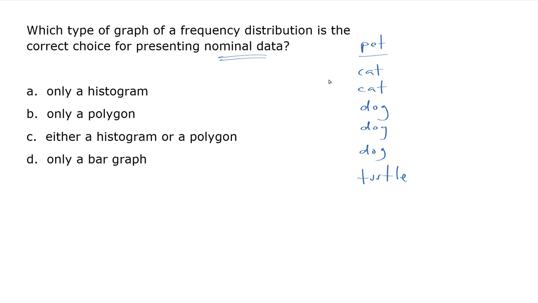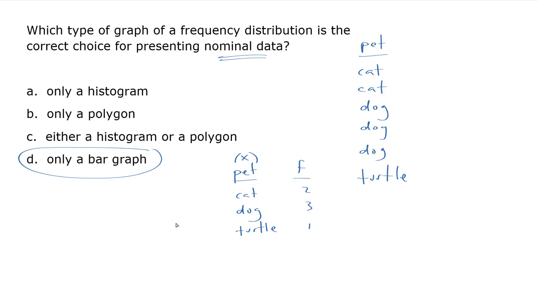And so they're asking what sort of a graph is the correct choice for presenting the frequency distribution that we would make out of this. Now the frequency distribution that we would make out of this would look like this. We've got pet, or we just call this X, and that's cat, dog, and turtle. And our frequencies are 2, 3, and 1. So how are we going to graph this? Well, the answer is that only a bar graph is the appropriate choice. We can't choose histogram, we can't choose polygon.